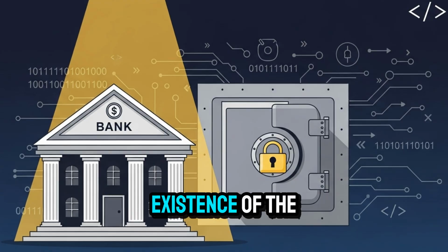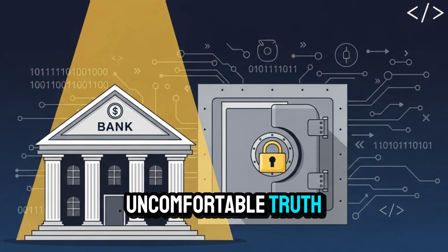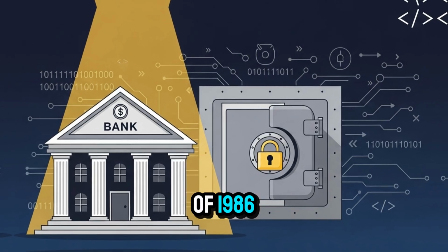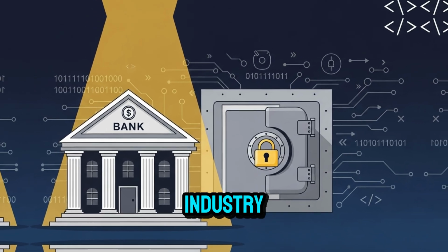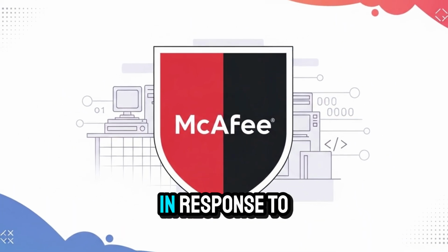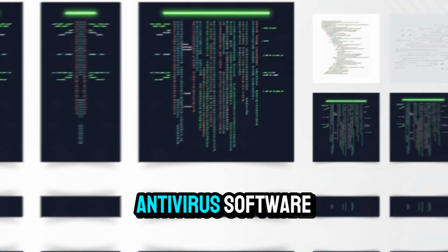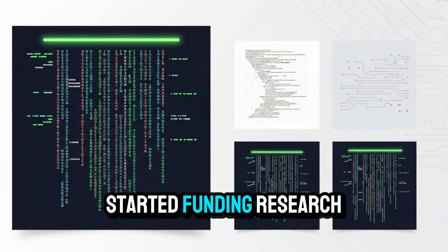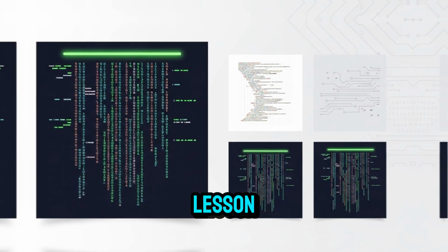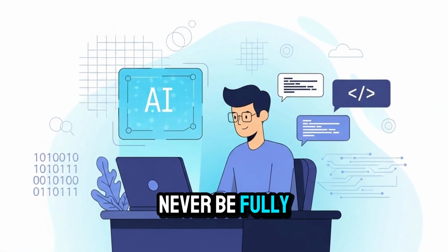In reality, the existence of the first computer virus forced the world to confront an uncomfortable truth. Every technology carries risk. The Brain virus of 1986 opened the door to a new industry, cybersecurity. Companies like McAfee and Symantec rose in response to the growing fear of infection. Programmers began designing antivirus software. Governments started funding research into digital security. And coders everywhere learned an important lesson. Once code is released into the wild, its consequences can never be fully controlled.